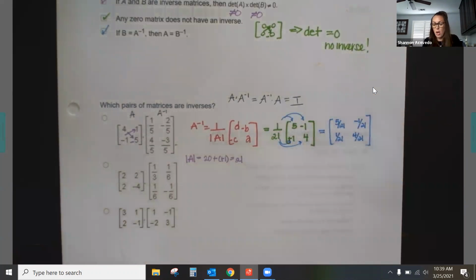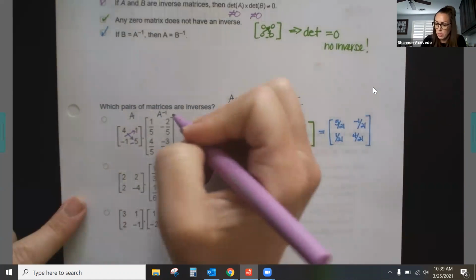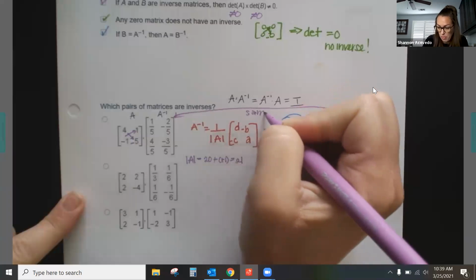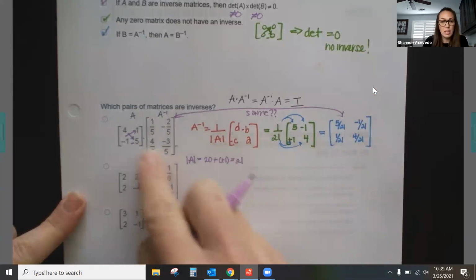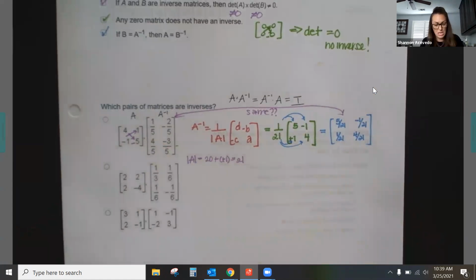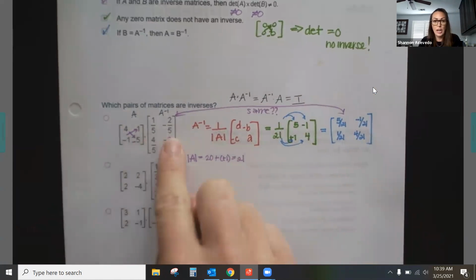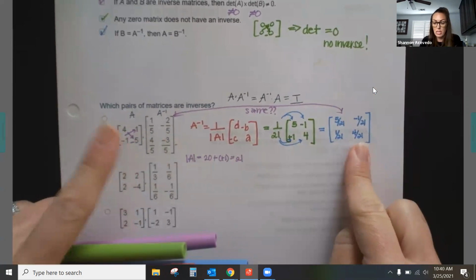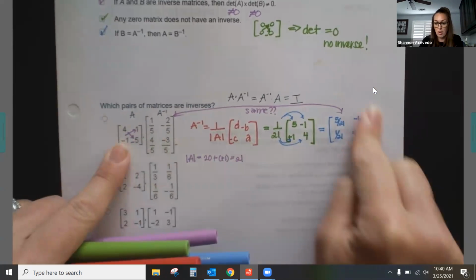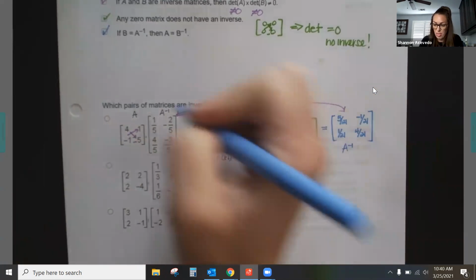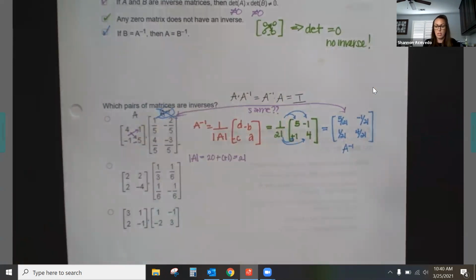So the question is, are these two the same? If they're the same, then this is its inverse. But I look here and I realize those are not the same. Definitely not the same. So these are not inverses of each other. The inverse of matrix A would have to be this matrix here. These are not the same. So this would be the inverse of A. This is not going to be the inverse. So I wouldn't check it because it's not true.